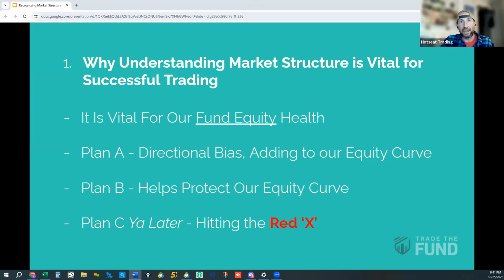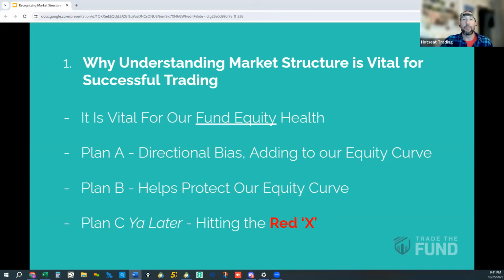Now, if we set up our plan A and that doesn't work out, and we set up our plan B and that doesn't work out, we also, through our market structure analysis, have our plan see you later, which is hitting the red X. Getting out of all of our trades when the market did not follow plan A, when we tried to manage our trades through plan B, and after all of that, when the market's being dumb, what do we do? We put the market in timeout, we hit our plan see you later, and that's hitting the red X. All of that falls under the umbrella of fund equity health.